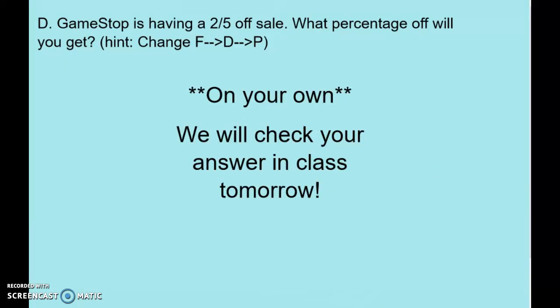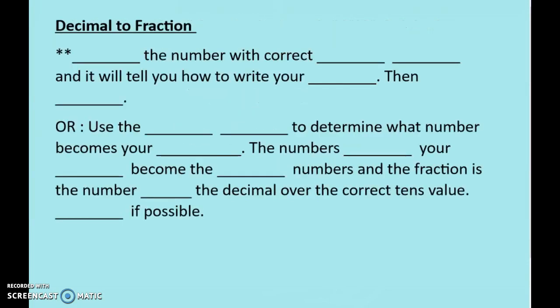All right. Example D, you're going to do on your own, and we will check our answer in class tomorrow. Flip your paper over, and we're going to continue working on decimals, converting from decimals to fractions now. The easiest way, if you know your place values, is you can just read the number with the correct place value, and it'll tell you how to write your fraction. Then you have to reduce.